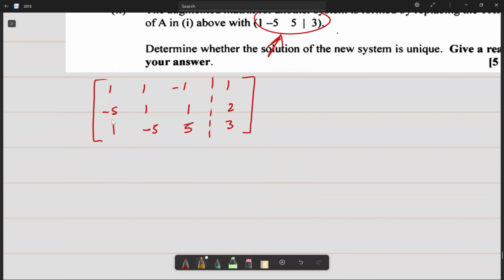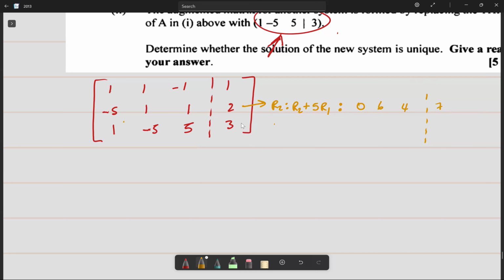We want to cancel what is in these columns. So in this case, we're going to say row 2 is going to become row 2 plus 5 times row 1. In that case, we get 0, and then 1 plus 5 times 1 is 6, 4, and 2 plus 5 times 1 is 7.